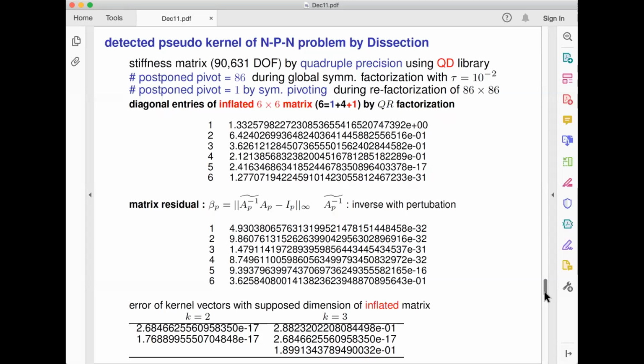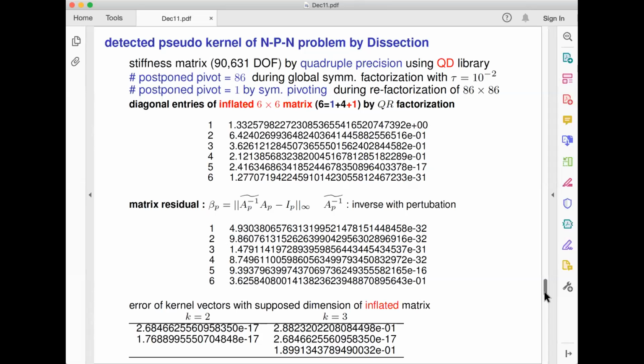So by computing QR factorization, there are 6 entries. And the first 4 entries are almost 0.2 or something. And the fifth one is very small, close to minus 10 to the minus 17. The last one is minus 31. The last one comes from the machine precision of the quadruple operation. The second last one, the fifth one, corresponds to the pseudo kernel. So if we treat this matrix as invertible, the condition number becomes almost 10 to the power 17. So it's very difficult to solve.